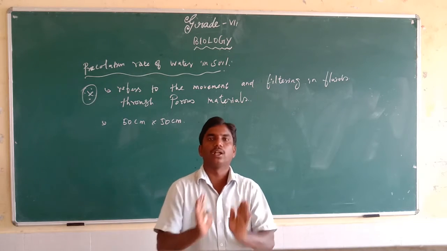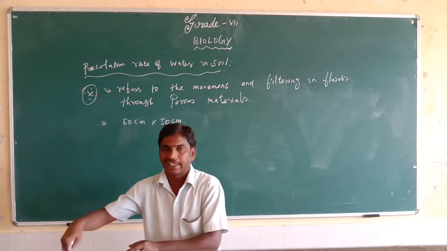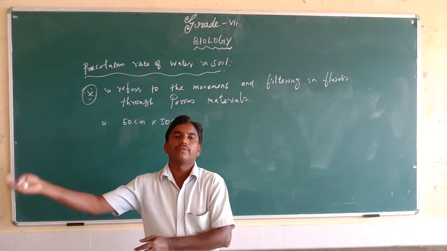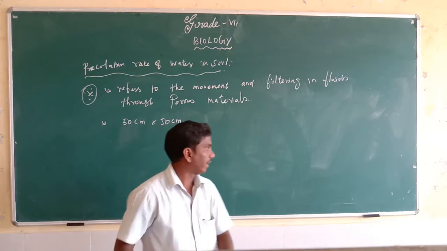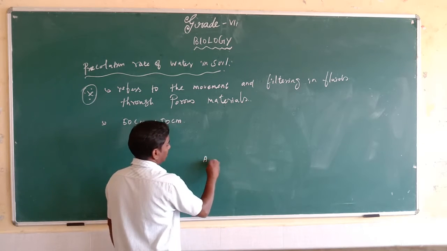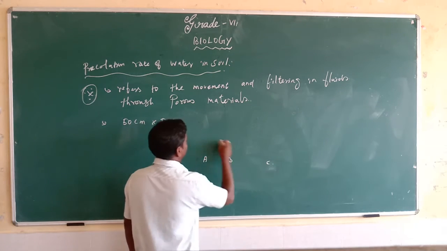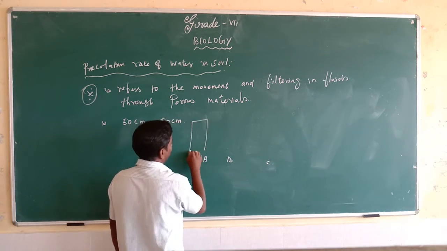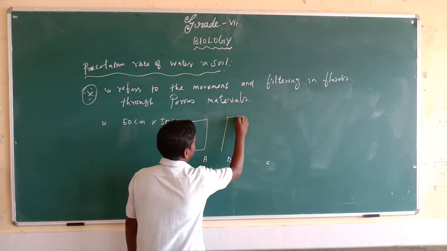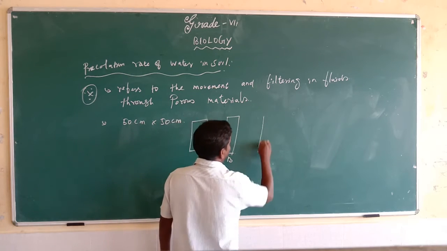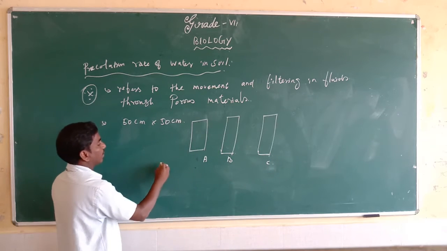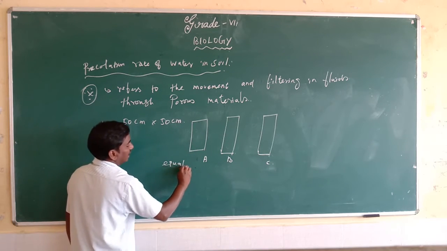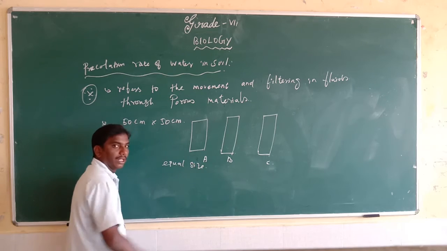Now you have the pipe, you keep it in the ground and fill the soil on the pipe, like A, B and C. So this is A, this is B, this is C, for example. This is one pipe, this is one pipe, this is one pipe. We will get bottles of equal size.